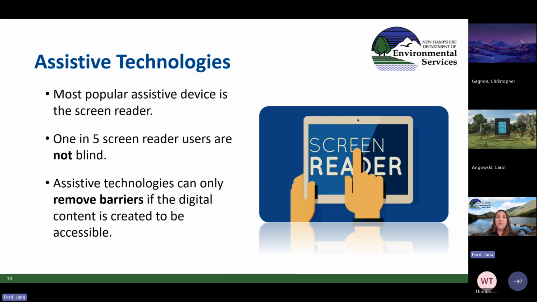People with these disabilities often use assistive technologies to help them navigate the physical and digital world. One of the most used tools for digital content is a screen reader. People of a wide range of abilities use screen readers. Most people think screen reader users are blind, but according to a survey, 1 in 5 users are not. They could have low vision, a learning disability, or the inability to use a mouse on their computer. These assistive tools are great, but they can only remove barriers if the digital content is created to be accessible in the first place. And that's where we come in.